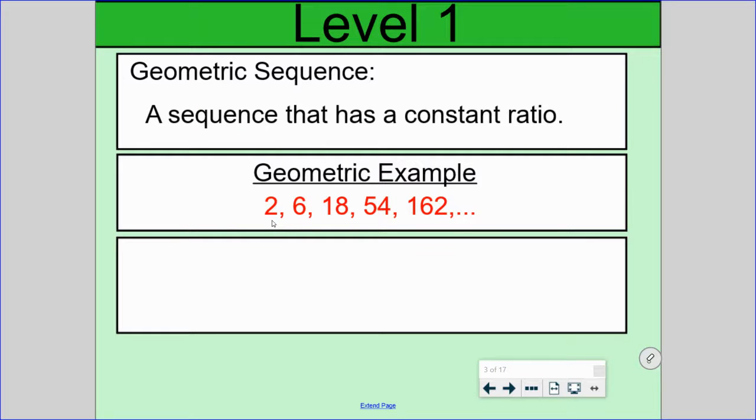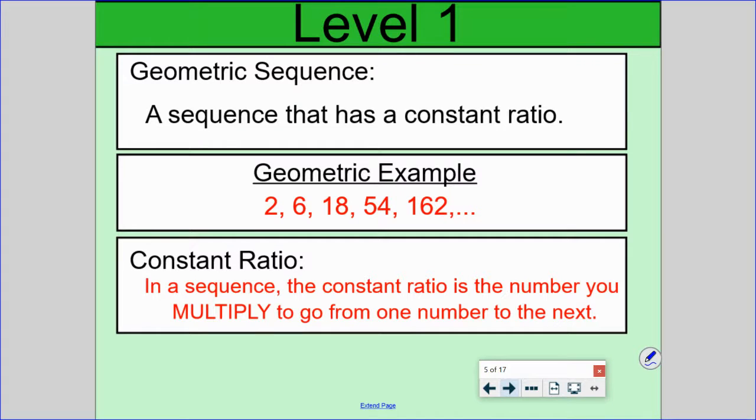We are not going to have a constant difference, but we are going to have this constant ratio. In a sequence, the constant ratio is the number you multiply to go from one number to the next. If we look at this example, is there a number we're multiplying to go from 2 to 6? Yes, it's times 3. Does that work every time? 6 times 3 is 18? Yes, 54. So a geometric sequence has a constant ratio, which means it's the number we are multiplying by to go from one number to the next.